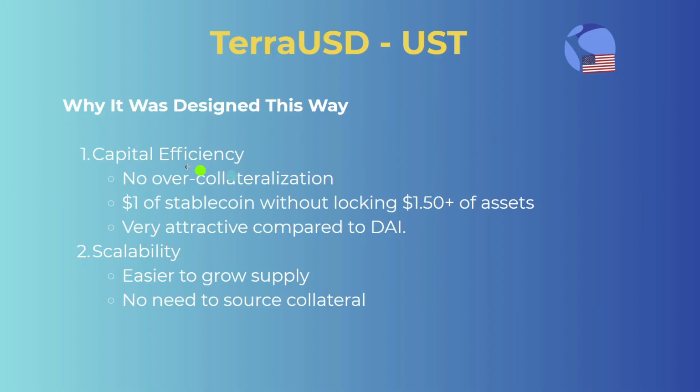Why was it designed this way? For capital efficiency, so no overcollateralization. I get $1 of stablecoin and I don't need to lock $1.5 of assets, like we have seen in DAI, for example, and it was very attractive compared to DAI. The other point is scalability. It is easier to grow supply and there is no need to source collateral.